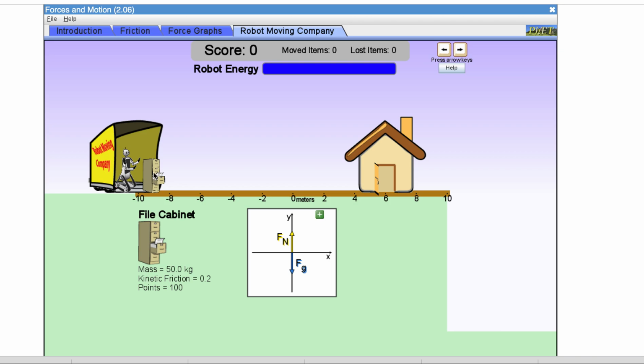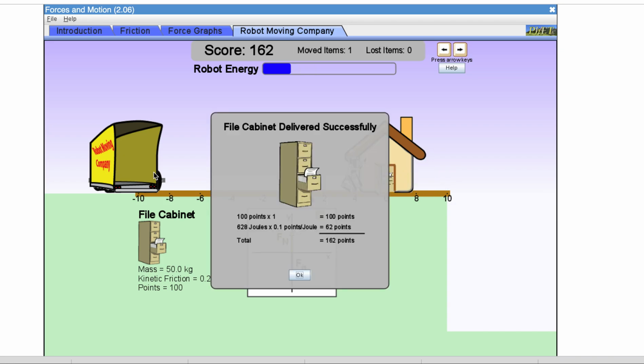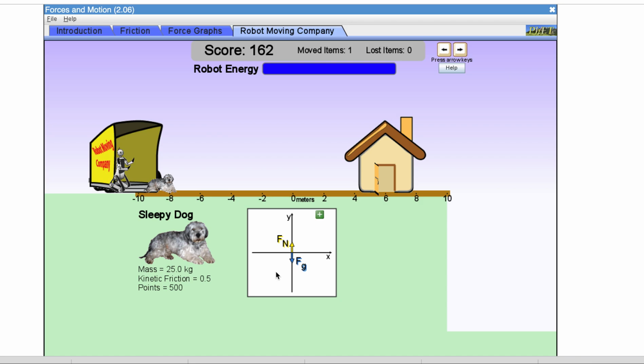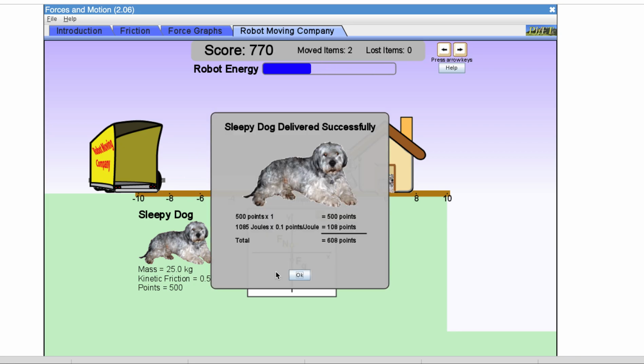A great big heavy file cabinet. I hold down the right hand arrow and I can push it, and then it slides over, and hopefully not too far. It hasn't quite fallen off the edge, and I can push it back, and there, whoop, and there I moved it in, okay, and it gives me points. Now I'm going to push the dog gently. Dog has less friction, I think. More friction maybe, and I'm getting the dog to go to the house.